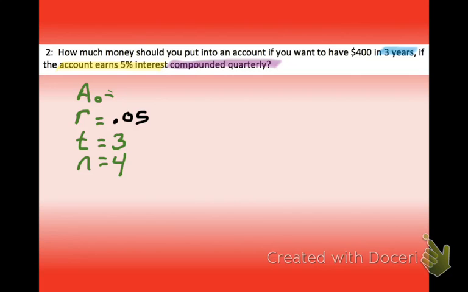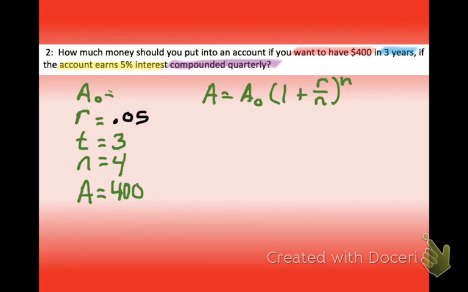And I also notice that they say you want to have $400 in 3 years. So that's not your initial amount, that's actually going to be your total amount in 3 years. So A is going to be 400 this time. So our original equation is going to be A equals our initial amount times 1 plus r over n to the nt. So now we're just going to plug things in.